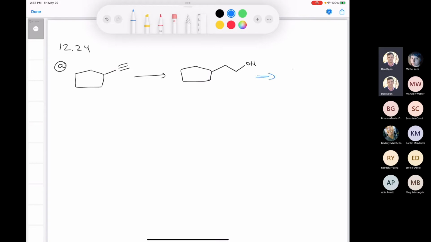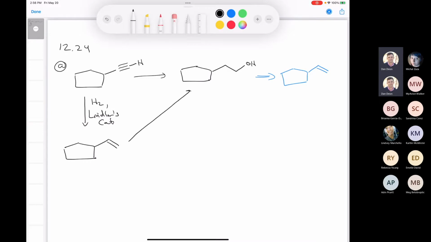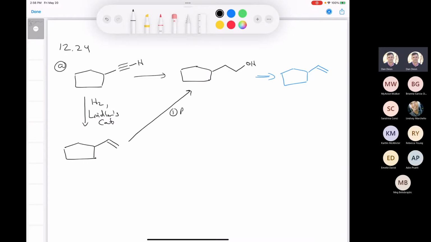If we had the alkene, then we could just do an anti-Markovnikov addition of water using borane and THF, followed by hydrogen peroxide and sodium hydroxide. And to reduce that alkyne to an alkene, since it's terminal, we can't use sodium metal reduction. The only thing you can use is hydrogen with Lindlar's catalyst, which will give you the alkene, which looks like this. And then to convert that into the primary alcohol, we're first going to treat that with borane and THF, followed by H2O2 and sodium hydroxide.